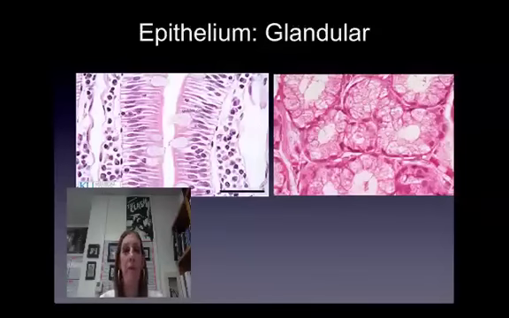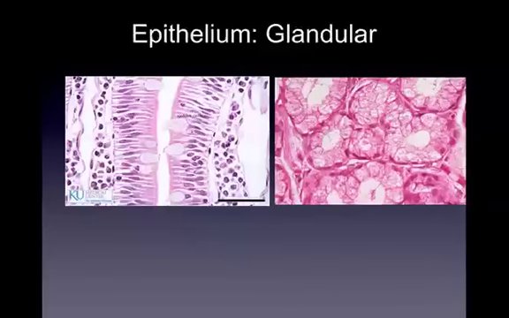Glandular epithelium. Now, we have two different types of glands. We have our endocrine glands and our exocrine glands. Endo means inside, so those particular glands release their hormones to the inside of the body. And exocrine glands release their secretions to the outside of the body. These are things like your sweat glands.